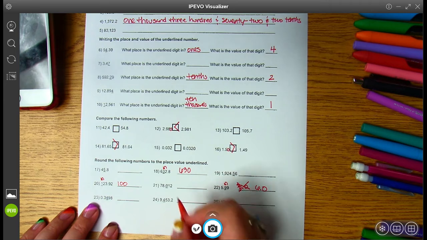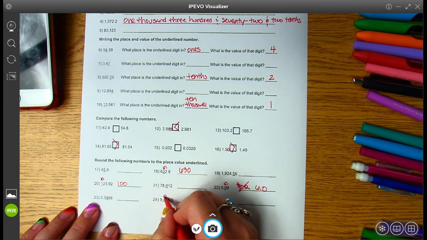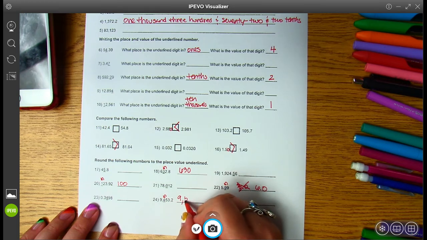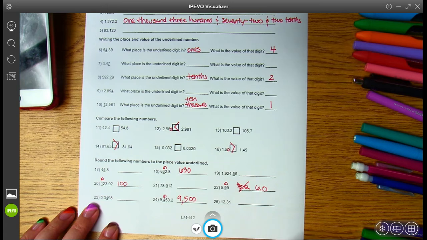For this one, okay, the 9 stays a 9. That 5 tells this 4 to go up 1. So now it's a 5. And then the numbers after it just become zeros, because I'm rounding to this number right here. And again, if the number behind the one you're focusing on is 4 or below, this would stay whatever it is. If the number behind it is 5 or above, it tells this number to go up 1.